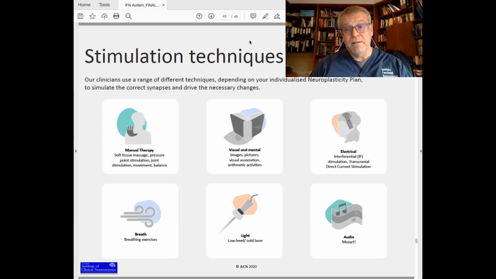We use a lot of breathing technique therapy to try to increase oxygenation inside the brain. We use light therapy, so it's basically low-level light therapy, which is the use of lasers that can go across your skull into your brain and stimulate certain areas of your brain. And we also use music therapy, as I have alluded to before.